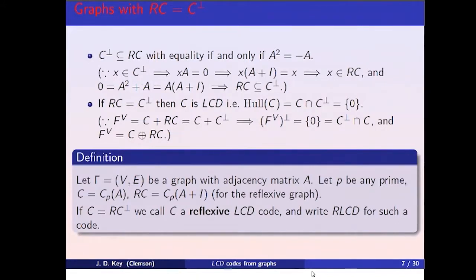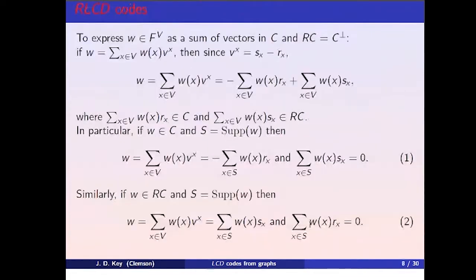Bernardo and I wanted to have a nice term for this, so we call these reflexive LCDs, RLCD. I'm not married to this term, but it's useful. It's distinct from just plain LCD, because you can have codes from graphs that are LCD and not reflexive. In other words, C perp is not RC. So there are plenty of those around, and we've all found those in the past as well. I'd ignored those. I didn't know they were important, but the coding theorists told me they liked it, and I see they are nice.